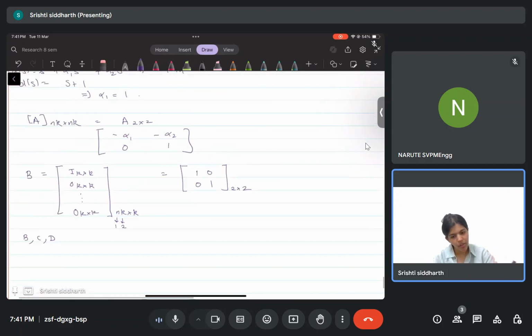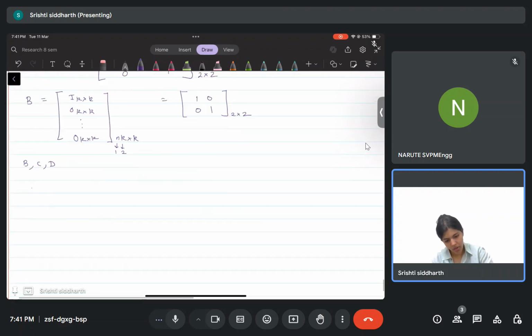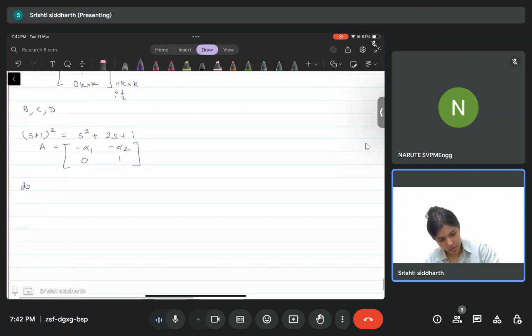So let's say that we have this denominator d of s and we have a second order system, so we need at least 2 eigenvalues. Let's say that the eigenvalues are at minus 1 and minus 1. The characteristic equation is s plus 1 squared, which is s squared plus 2s plus 1. Now we have the matrix A, which is minus alpha 1, minus alpha 2, 1, 0.